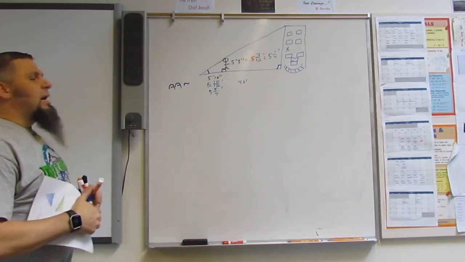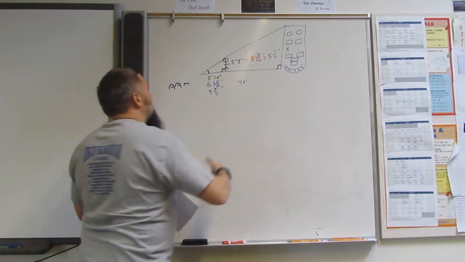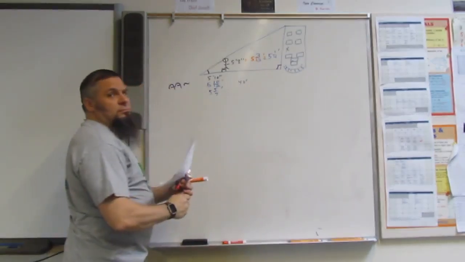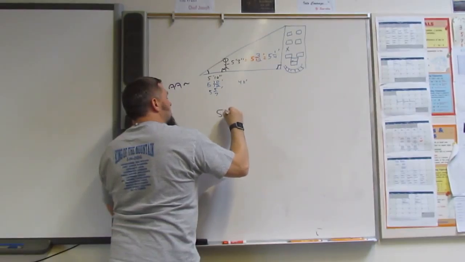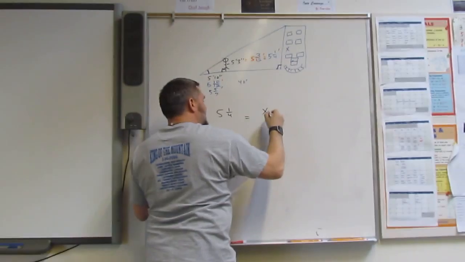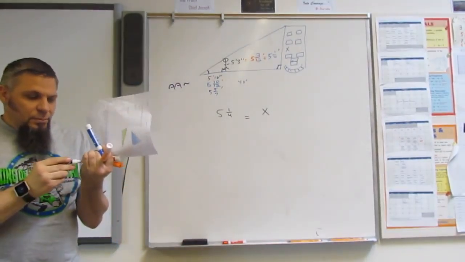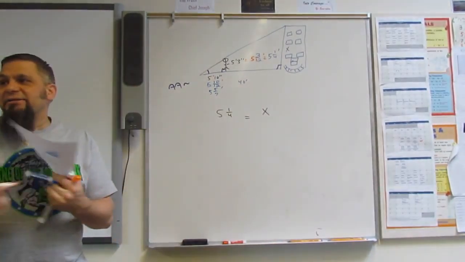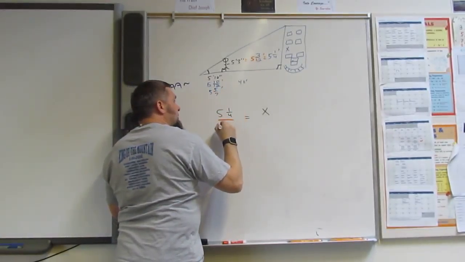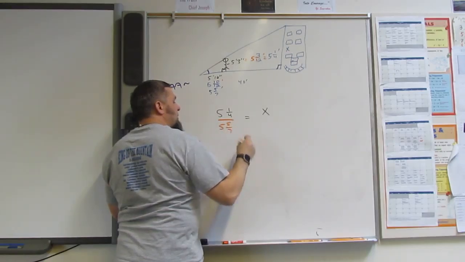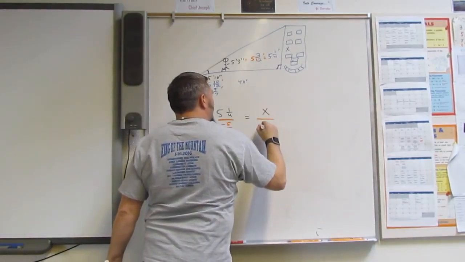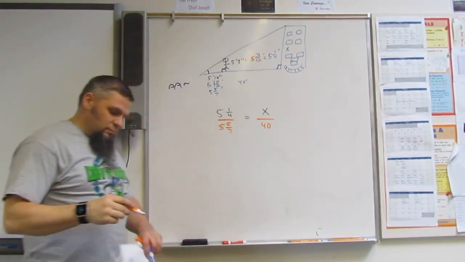All right. So now I know that this height is to this height, which I don't know, just as this shadow's length is to this shadow's length.